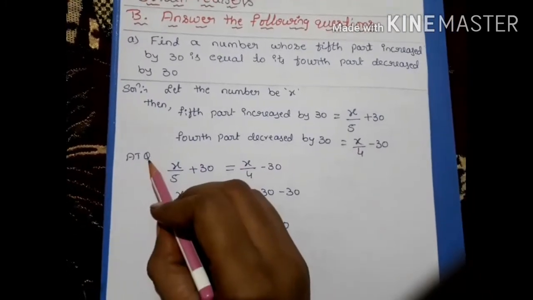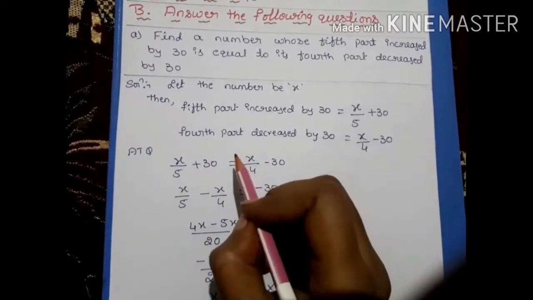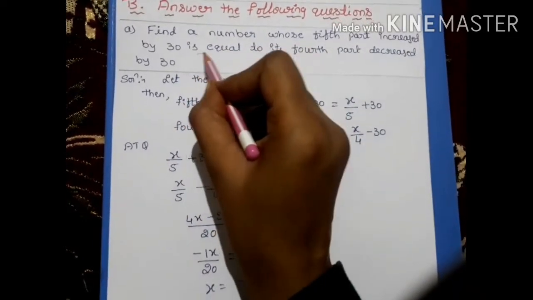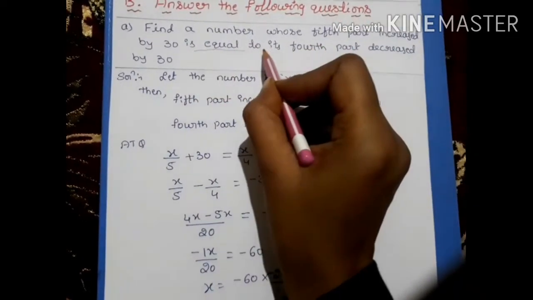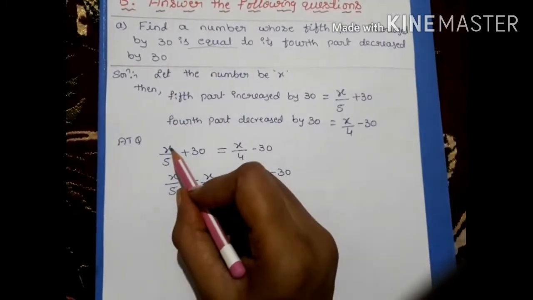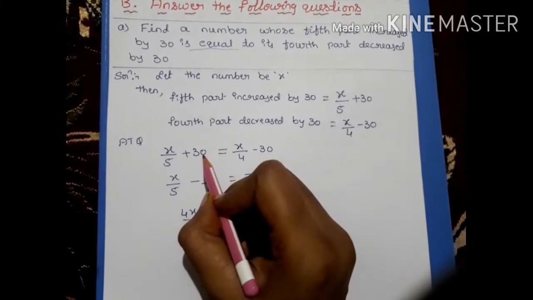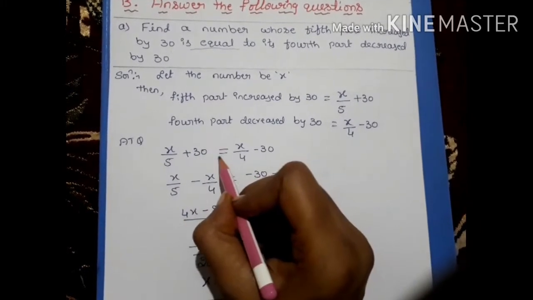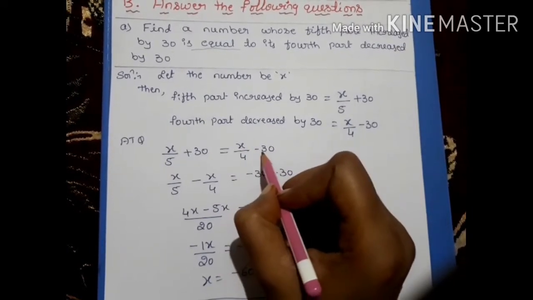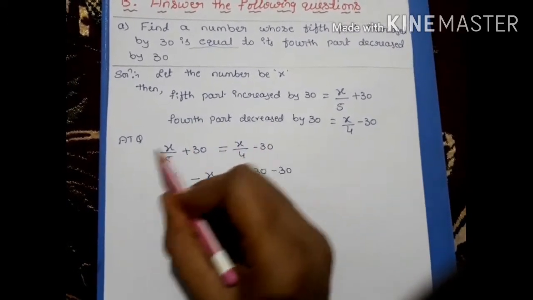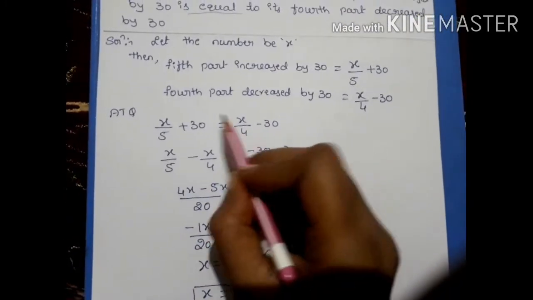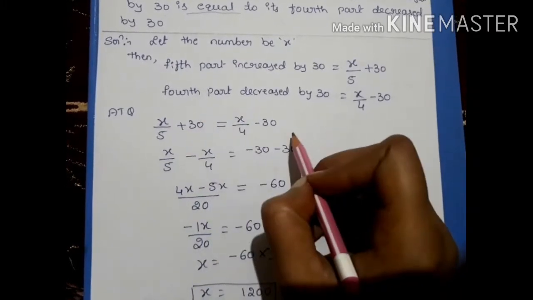According to the question, now you have to frame an equation. Here they given fifth part increased by 30 is equal to its fourth part decreased by 30. So we have x by 5 plus 30, fifth part increased by 30, is equal to x by 4 minus 30, nothing but fourth part decreased by 30. We got here a linear equation. Remaining is all simplification. Take all x terms to one side and numbers to another side.